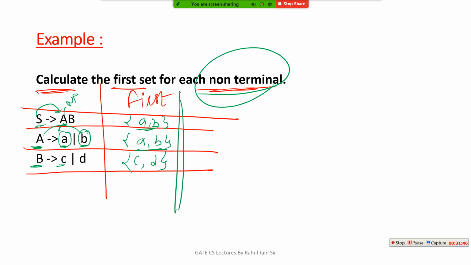Okay, clear now. Now I will increase the level of questions one by one, so that you can become aware of all kinds of concepts from first set and follow set. Yes, don't worry, Bunny. You will get all the concepts here itself. No need to worry.